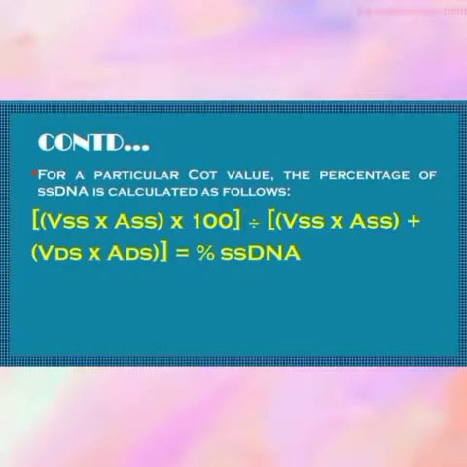So the next slide is how we calculate the COT value. For a particular COT value, the percentage of single-stranded DNA is calculated as follows: VSS times ASS times 100, divided by VSS times ASS plus VDS times ADS, where VSS is equal to the total volume of the single-stranded fraction, VDS is equal to the total volume of the double-stranded fraction, ASS is equal to A260 for the KOH denatured single-stranded fraction, and ADS is equal to A260 for the KOH denatured double-stranded fraction.